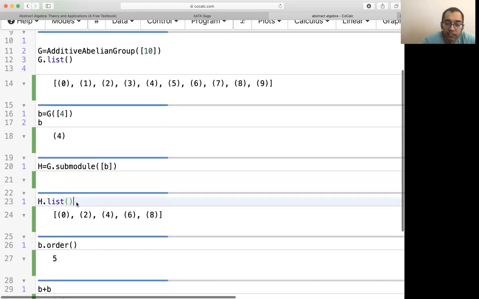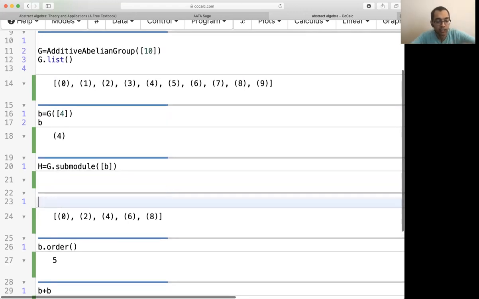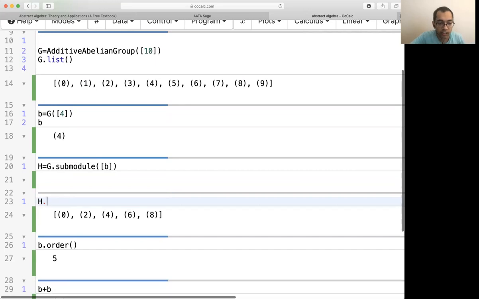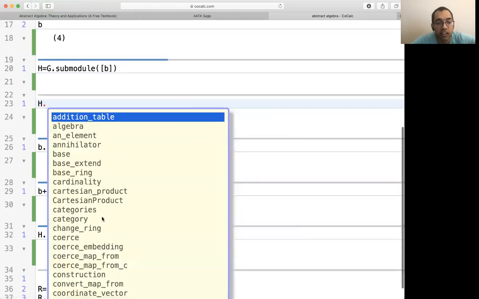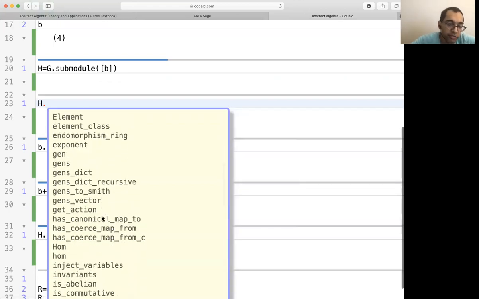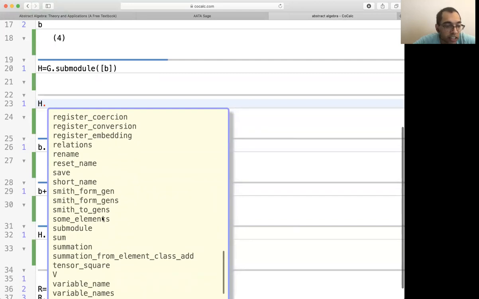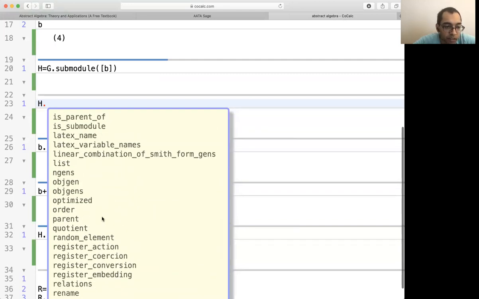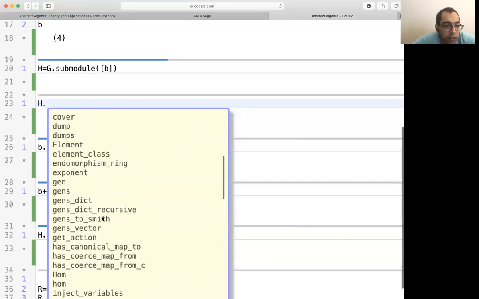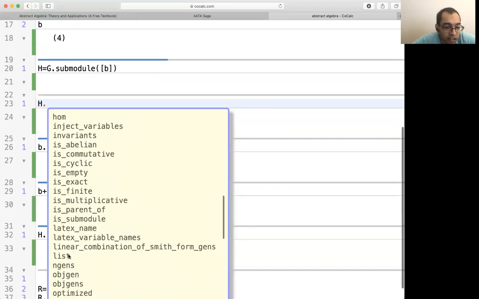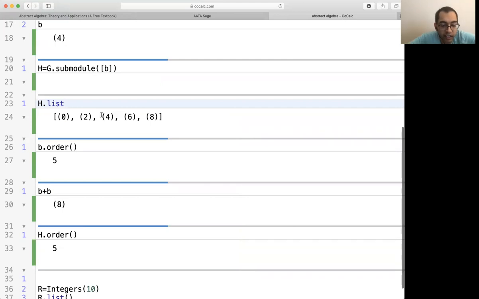Now, incidentally, if you didn't know that command, one way to see what's available, once you have your subgroup, is to type H dot and then hit the tab key. And then you can see all these methods or attributes or functions that are available to the object H. One of them was list, which lists all of its elements. And that's a method, so it needs to have some parentheses.